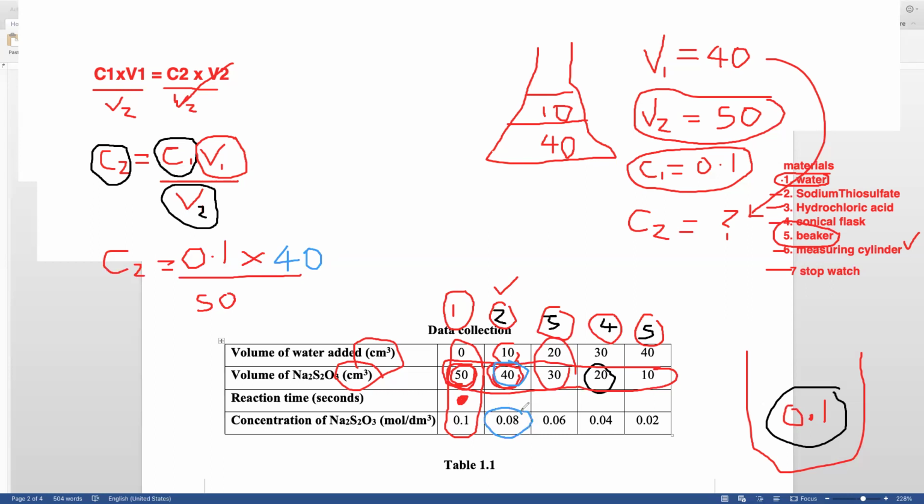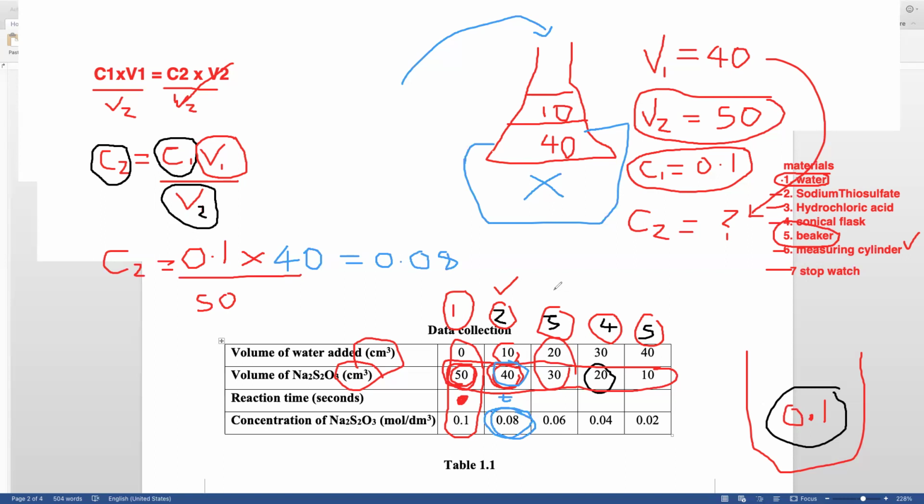So the same thing, you add 40 mils of sodium thiosulfate, you add 10 mils of water, you dilute it, then you add an HCl. Upon adding HCl, you start a stopwatch. After the cross disappears, you stop the stopwatch, you record the time here. And the concentration, when you do this, it's gonna be 0.08. That is a value you find here. After you're done, you discard.